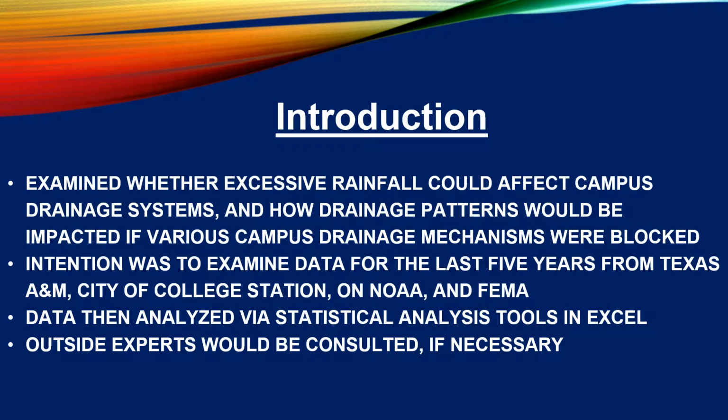This project focused on examining the impact of excessive rainfall and drainage system failure on the Texas A&M campus. Various data was collected from online sources and in the field to help model these flooding events. After analyzing the data, a report was prepared to convey the findings and a proposed solution to any discovered risk.